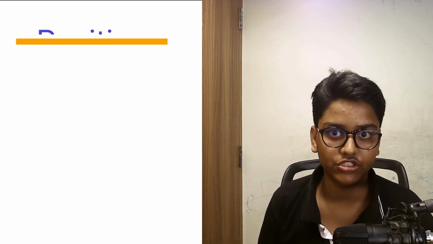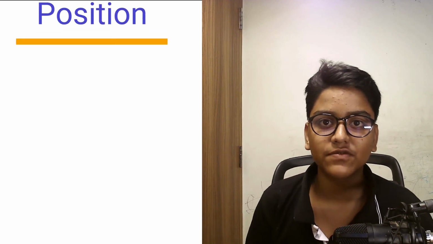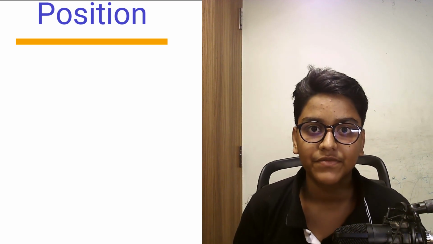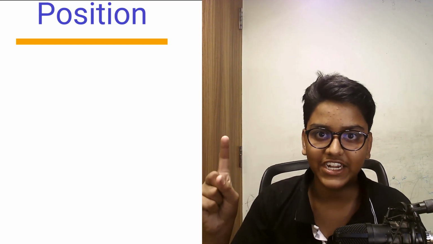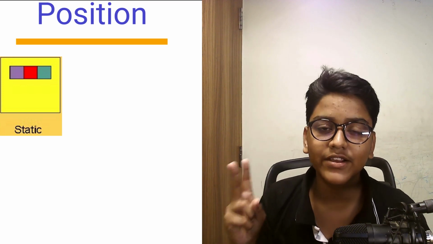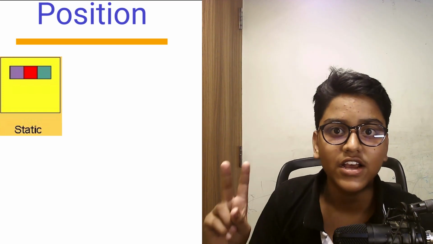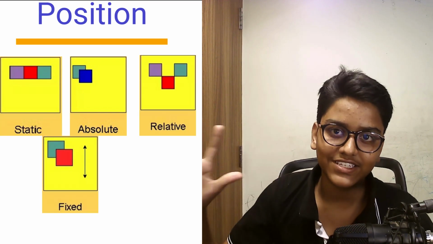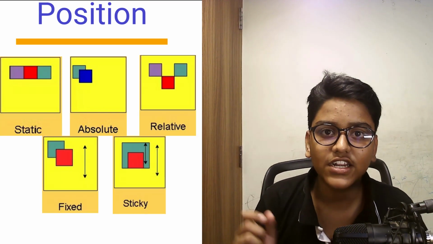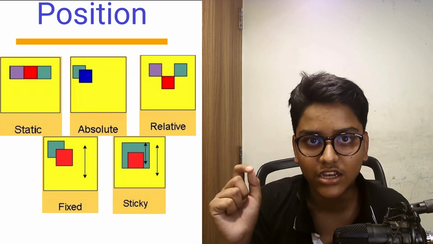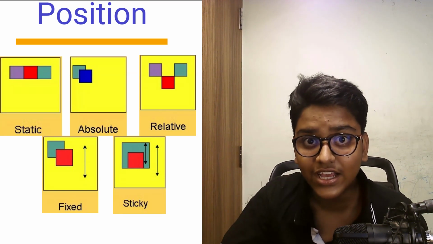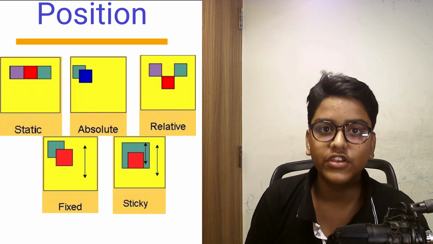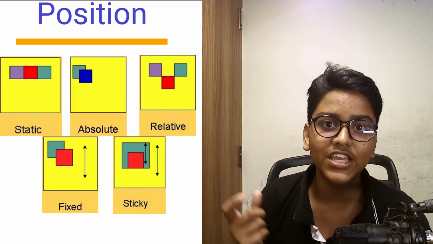So in this video we are going to learn about CSS positions. Now there are 5 types of positions in CSS through which you can position a HTML element. These are static, which is the default position of a HTML element. After that we have absolute, relative, fixed and sticky. Now to change the default position, that is static, to any other position, we use the CSS property position.